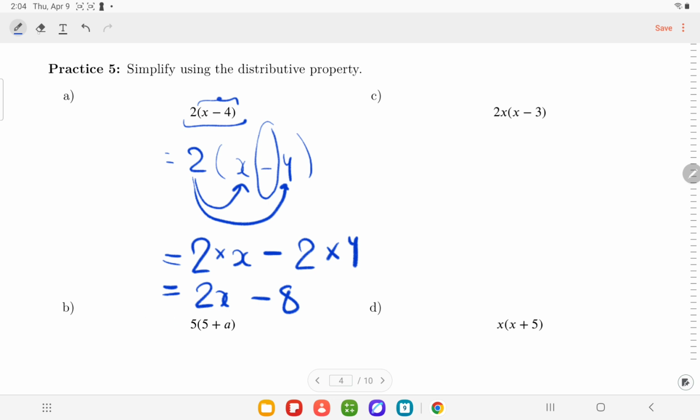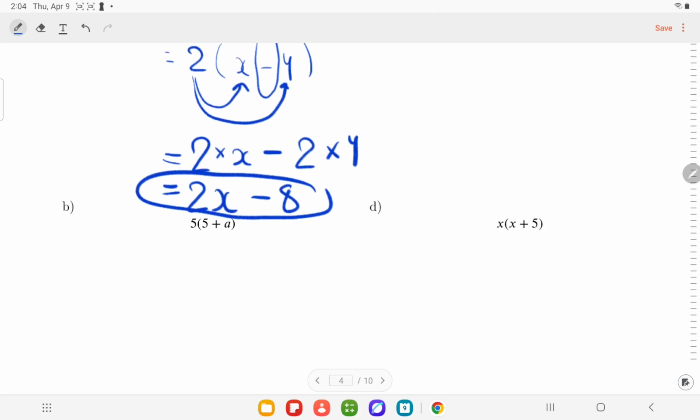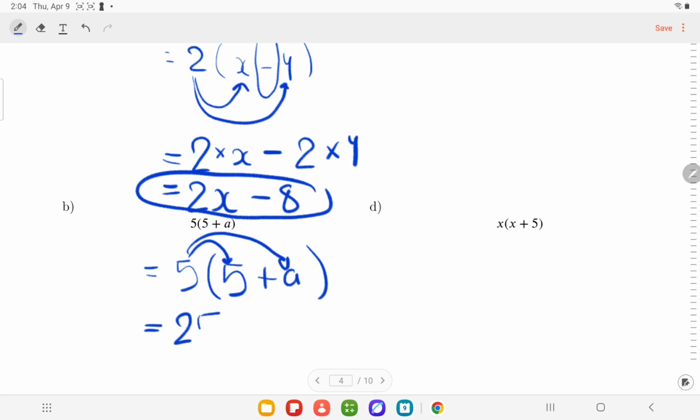And since 2x and 8 are not like terms, we cannot simplify this any further, and so we would just leave this as is. And it's the same idea here, because 5 plus a cannot be simplified any further because they're not like terms. We have to use distributive property. So we end up with 5 times 5, which is 25, plus 5 times a, which is 5a. And this cannot be simplified any further.